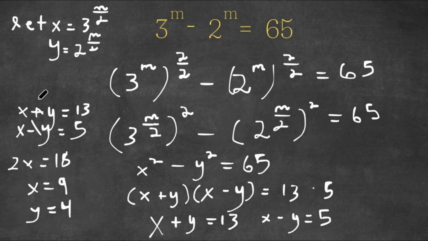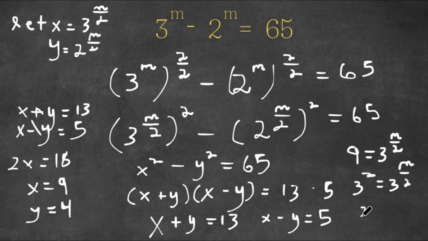So now let's plug in x in here. So now I have 9 is equal to 3 to the power of m over 2. And 9 is the same thing as 3 squared. So I have 3 squared is equal to 3 to the power of m over 2, meaning 2 is equal to m over 2, and m is equal to 4. So this is our answer. m is 4.